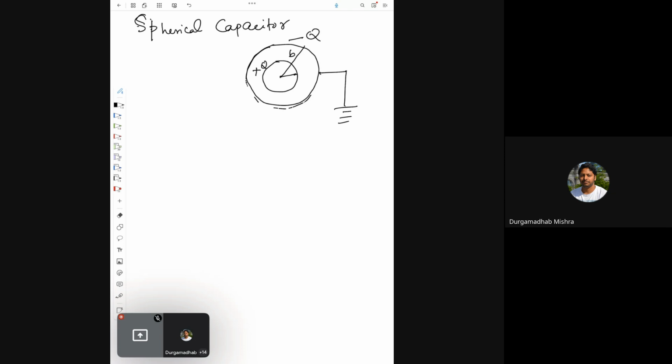It has a radius b. Then the inner one has a charge plus q, has a radius a. So that is what a typical parallel plate capacitor is. You have two plates, one has plus q, the other one is minus q, and they are separated by a certain distance. Okay, so here we have to use the spherical coordinates.